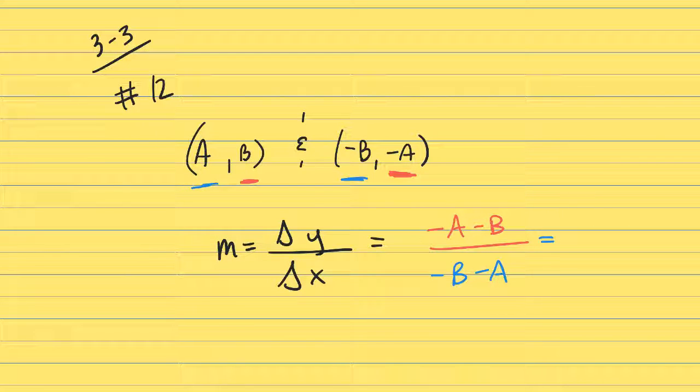So what Clark is saying is, let's factor out our -1 here. Well, -1 over -1, what happens? Those cancel, right? So what am I left with? A plus b over b plus a, which is really slope equals 1.